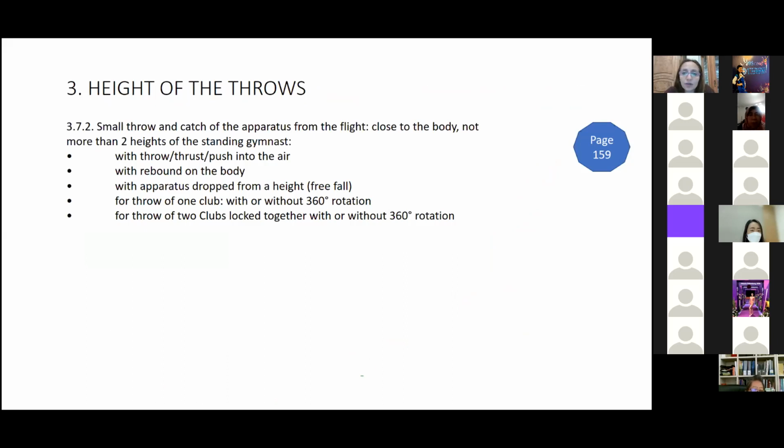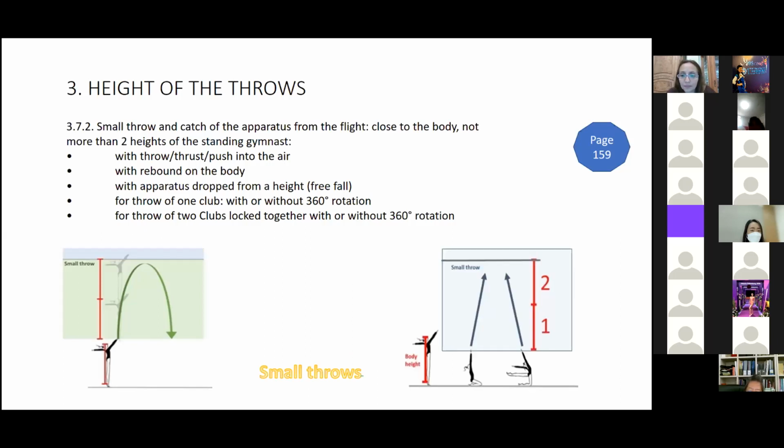Small throw and catch of the apparatus from the flight is again the same principle: close to the body and not more than 2 heights of the standing gymnast. There is no more anything called medium throw. So anything less than 2 heights is a small throw. So we have the throw, thrust, push into the air, rebound on the body with the apparatus dropped from a height or a free fall. For a throw of 1 club with or without 360 rotation, for a throw of 2 clubs locked together with or without 360 rotation, those are all considered small throws, less than 2 heights.